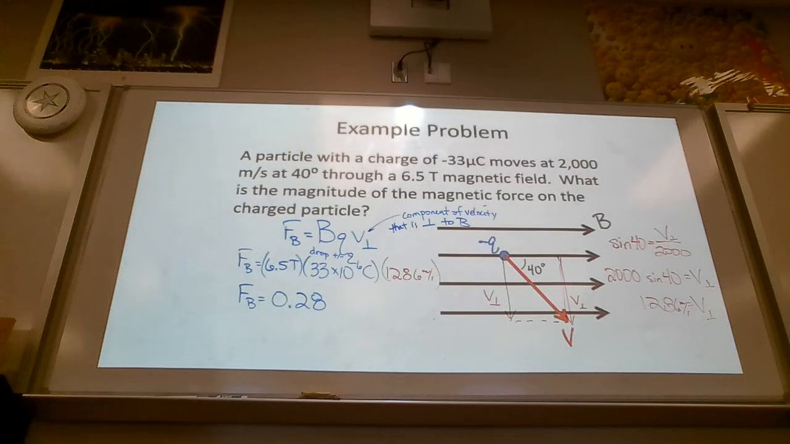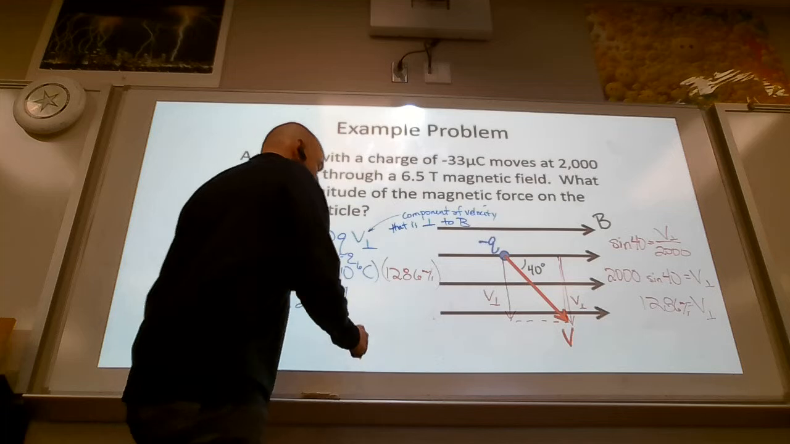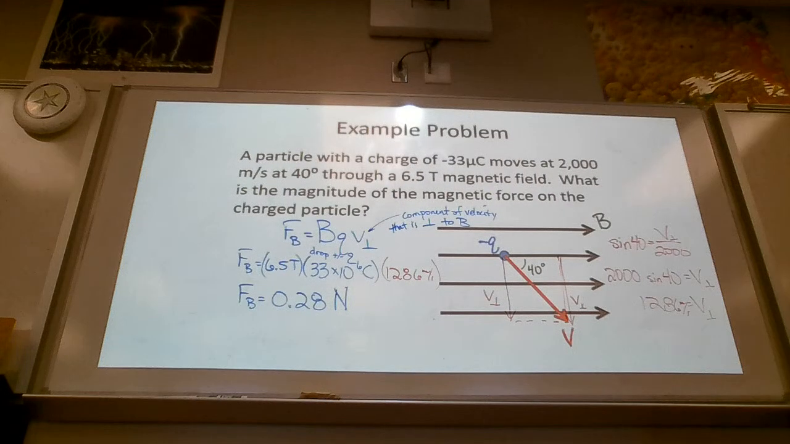And what's the unit? It is a force, so we're going to use newtons. Good there? That's the hardest math you're going to do in this unit. Compared to first semester stuff, that's easy peasy. Yeah.